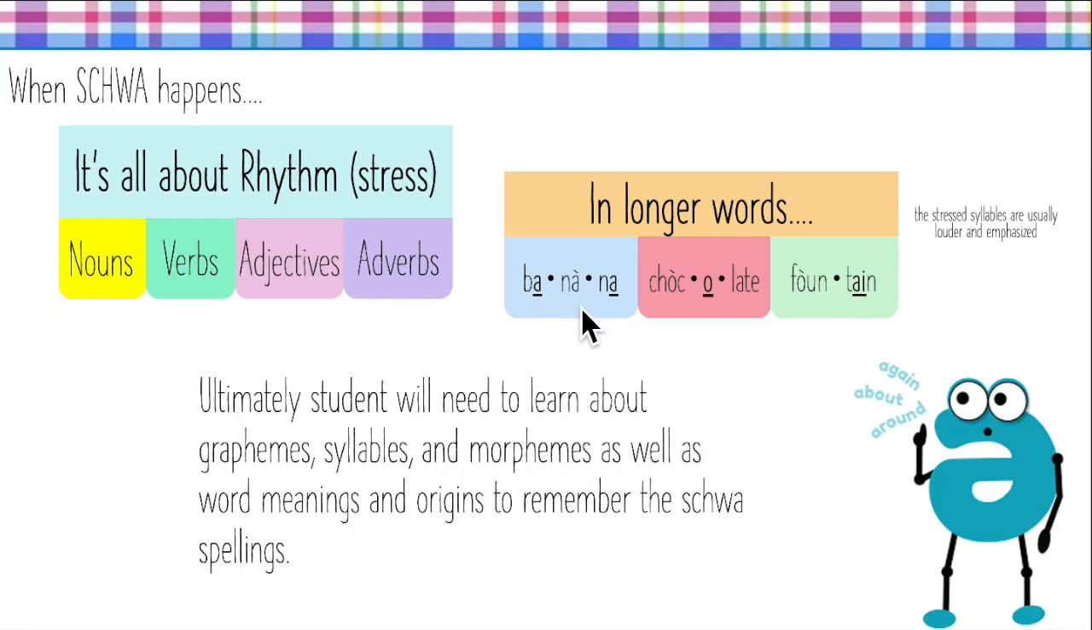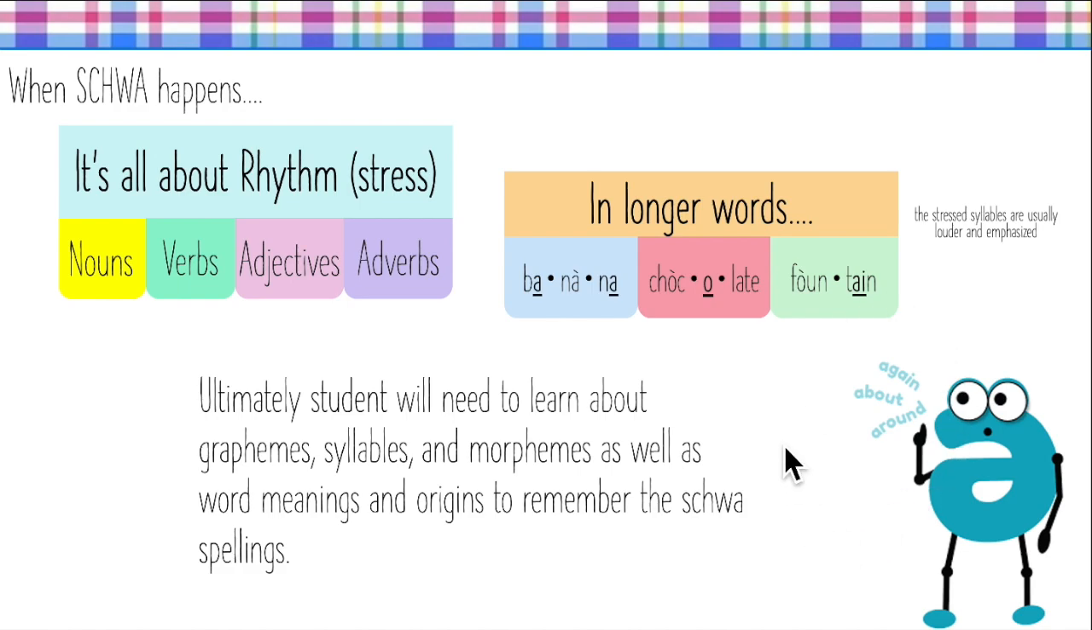It's like banana, those are unstressed. Na has that stress on it. Chocolate, chalk has your stress. Fountain, has your stress on it, right? They'll get these more easily if they are familiar with the syllables, with the morphemes and the word meanings, so we know where those schwas will occur, okay?